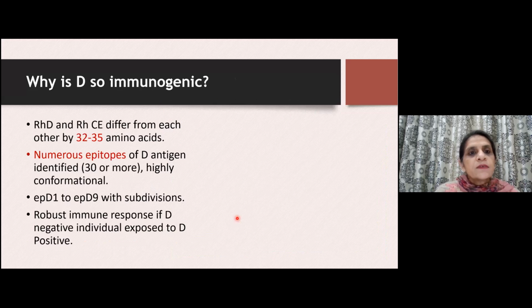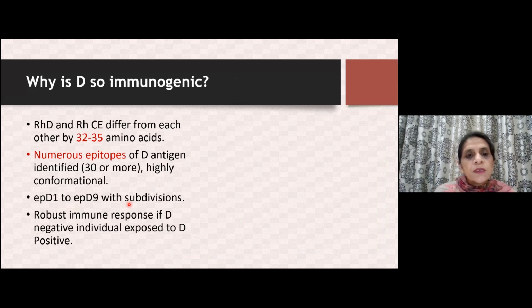So why is the D antigen so immunogenic? As I had already said, D and CE differ from each other by 32 to 35 amino acids. So this is a big difference. And moreover, there are numerous epitopes of D antigen identified. Nearly 30 or more epitopes have been identified, which are highly conformational. And they have been numbered from D1 to D9 with various subdivisions.